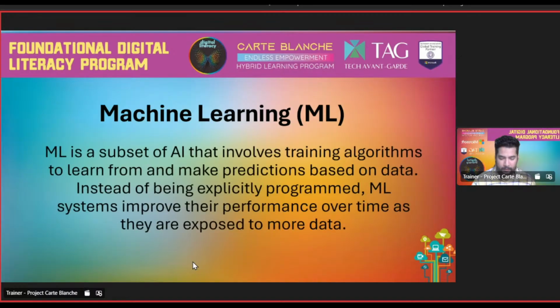Now I'll just move forward from here. What is machine learning? Machine learning is a subset of AI that involves training algorithms to learn from and make predictions based on data, right? So based on data, it is trying to learn things and try to explain it.